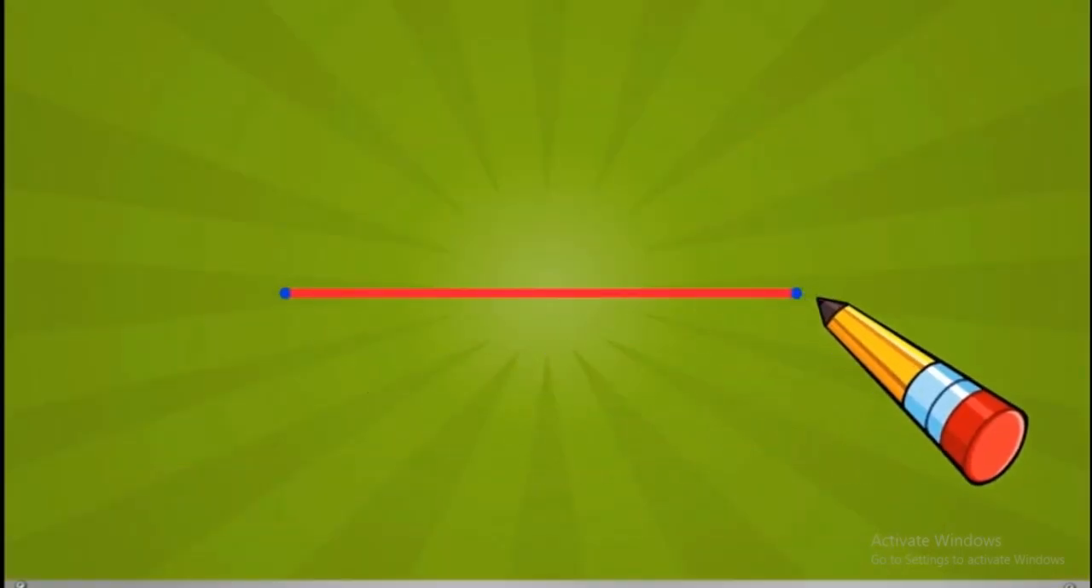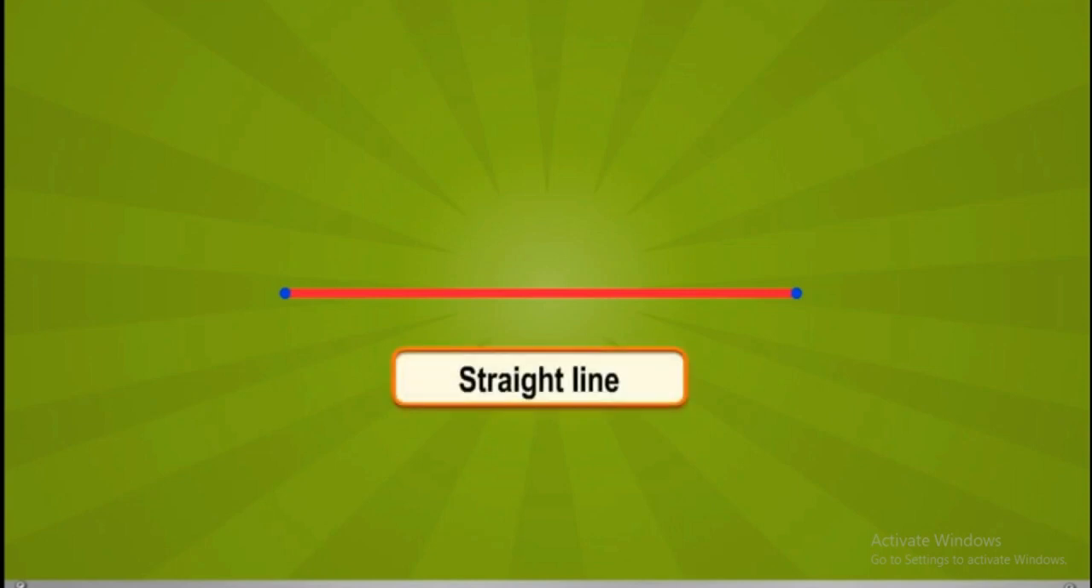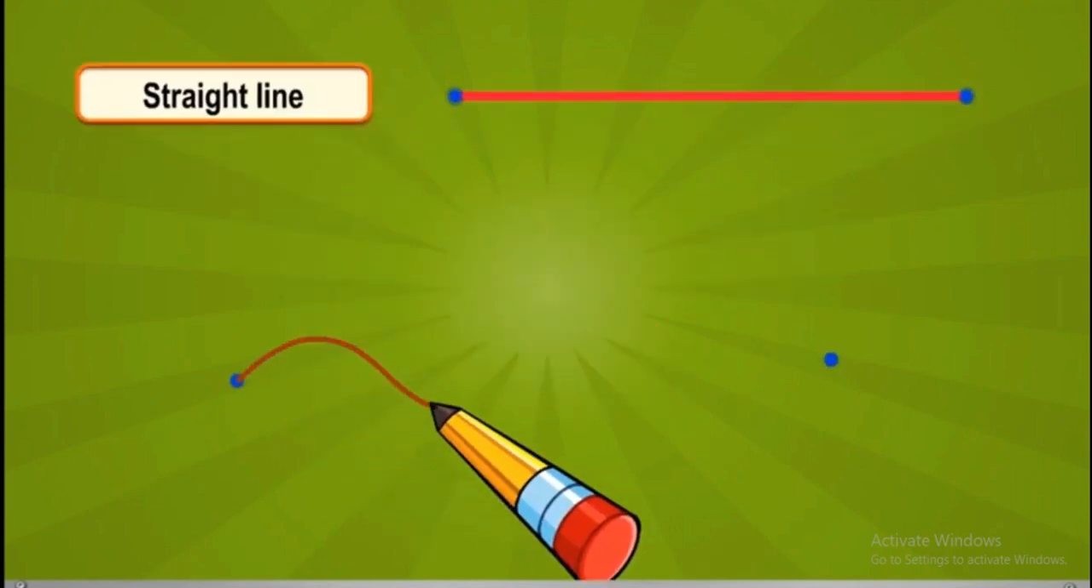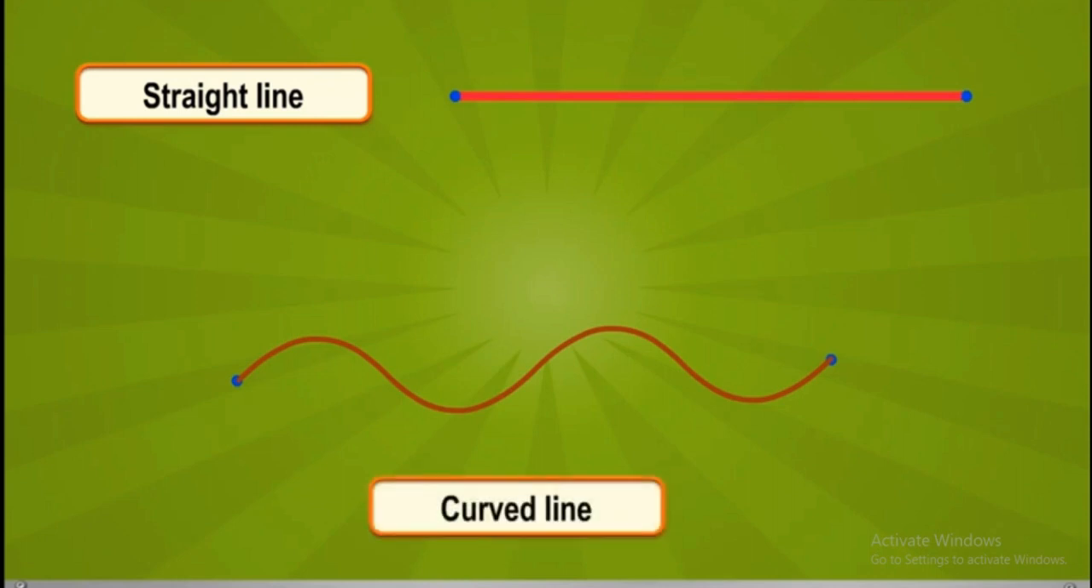Look at this line. How do your eyes move? Straight. So, this is a straight line. Look at this line. How do your eyes move? Up and down smoothly along with the line. So, this is a curved line.